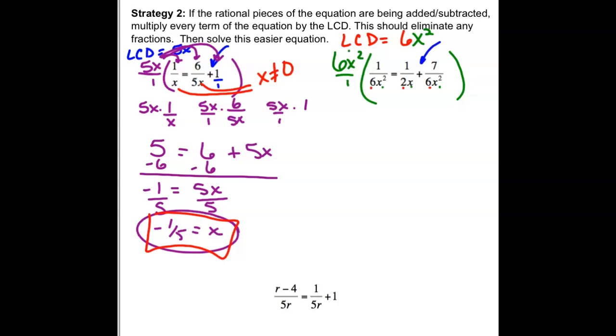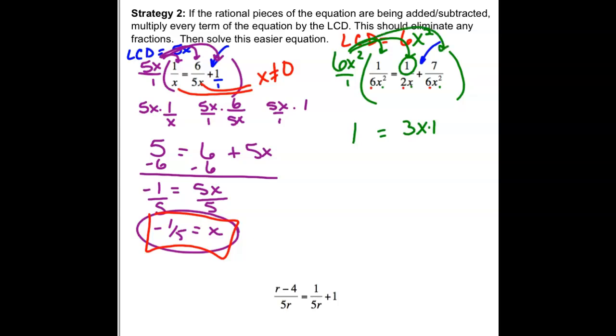Okay? When I distribute it to the first one, those 6x squareds are going to drop out and leave me just a 1. When I distribute it to the second fraction here, some of it's going to cancel out. The 6 and the 2 could reduce to a 3. The x squared and the x would reduce to a single x. And when I multiply it to this 1, I still just have a 3x.